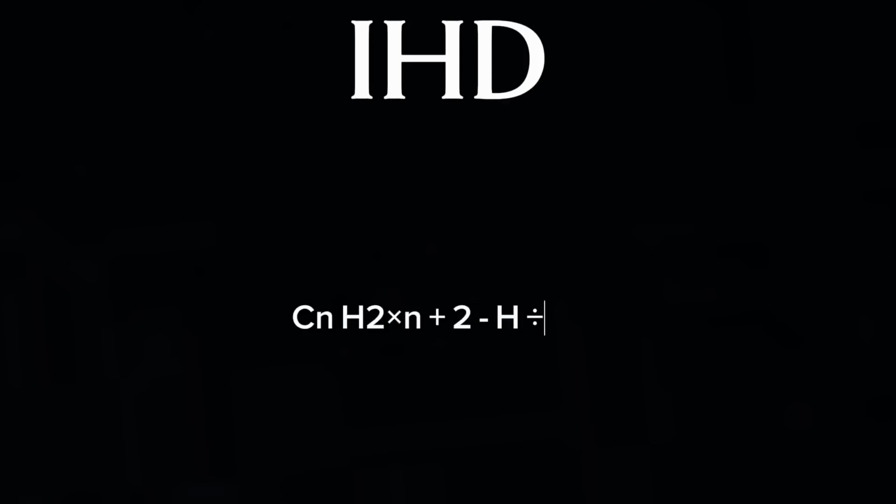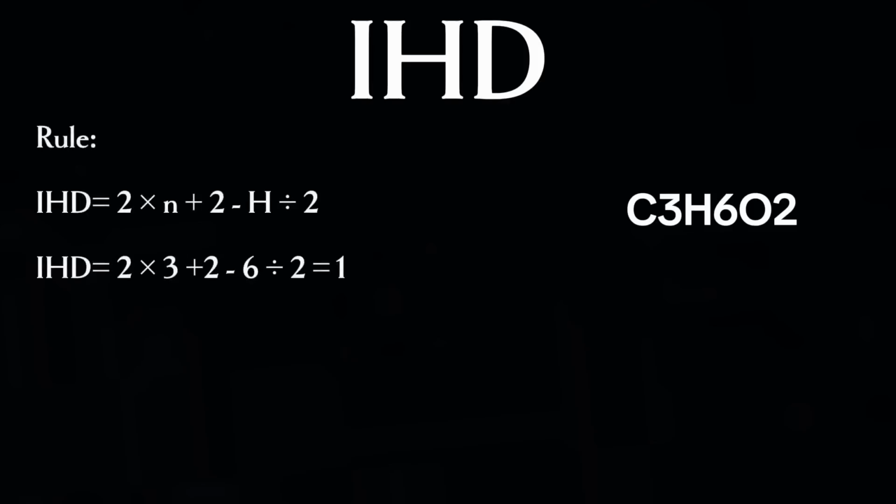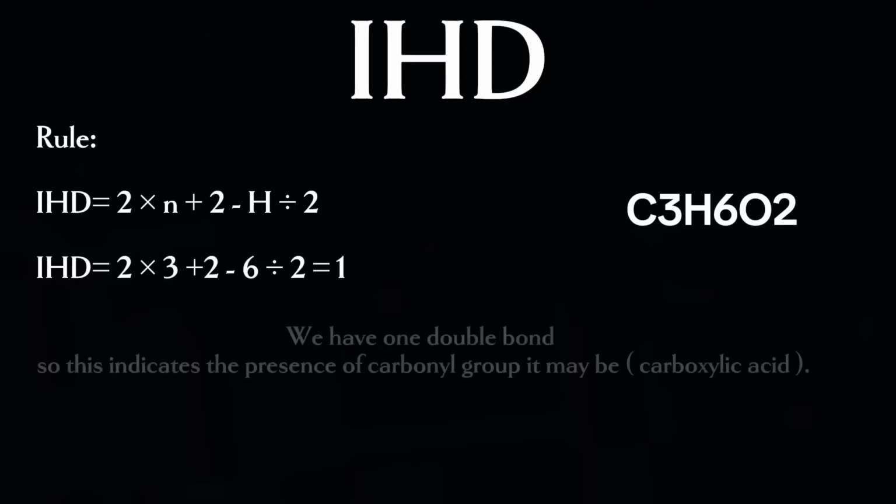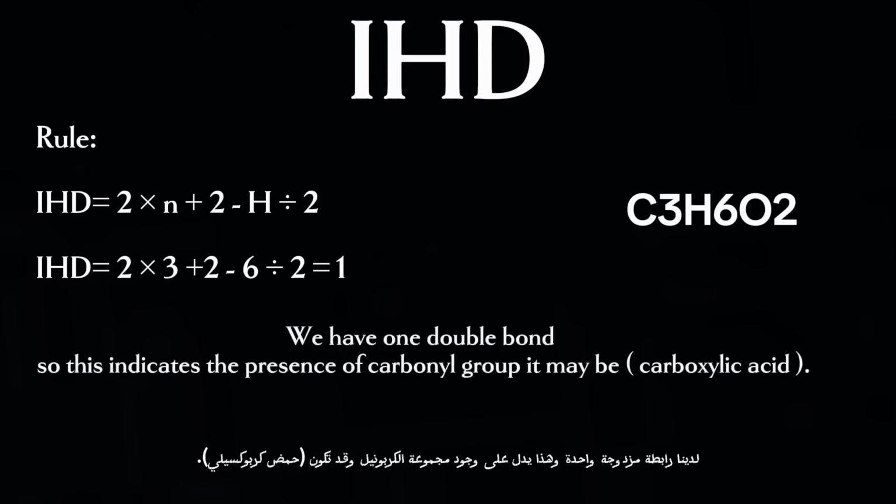However, to ensure how many double bonds there are, we use the index of hydrogen deficiency, which is (2n + 2 - H) divided by 2, where the formula is CnH2n+2, to determine the number of double bonds present in the compound, using C3H6O2. So, after doing the calculation, the result is 1. So we have one double bond that indicates the presence of a carbonyl group. It may be a carboxylic acid.